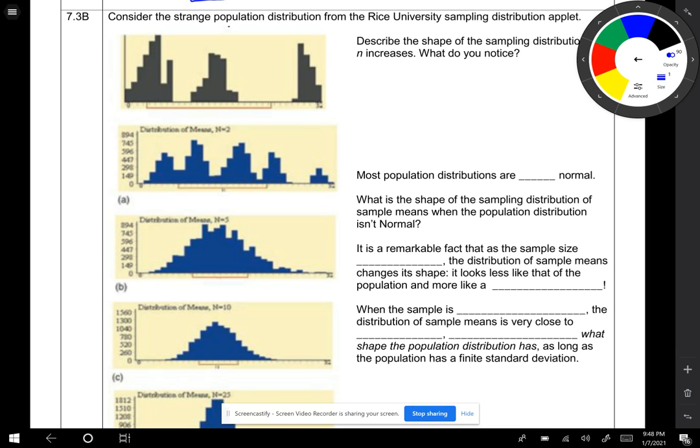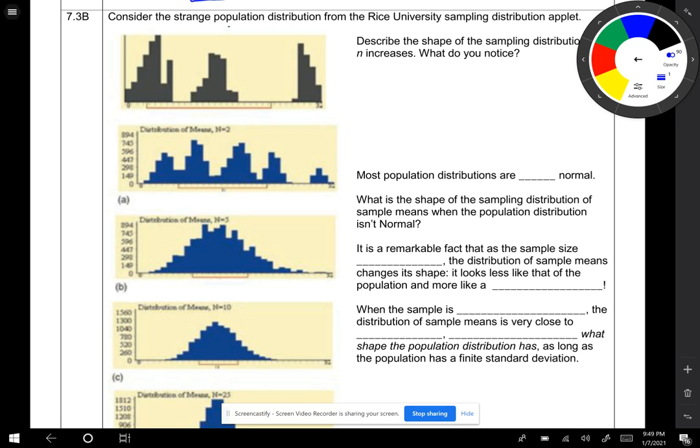Hello, AP Stat students. So last time we talked about sample means and when the population distribution was normal. So what happens when the population distribution is not normal? What can you conclude about the sampling distribution?